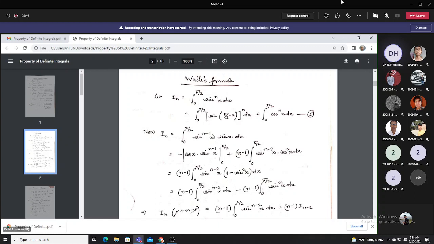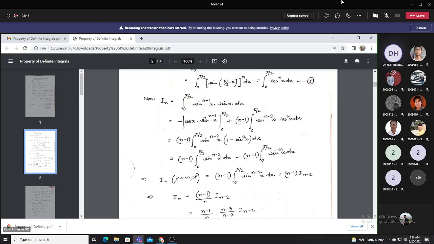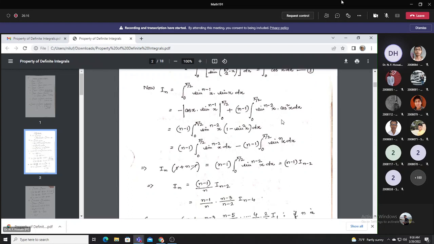Now we will find the formula for this definite integral, and we start from sine to the power n x. So at first you separate two functions. You write sine to the power n x as sine to the power n minus 1 x into sine x. Then you apply integration by parts. Take sine x as the first function and sine to the power n minus 1 x as the second function. Then use just the method of integration by parts.